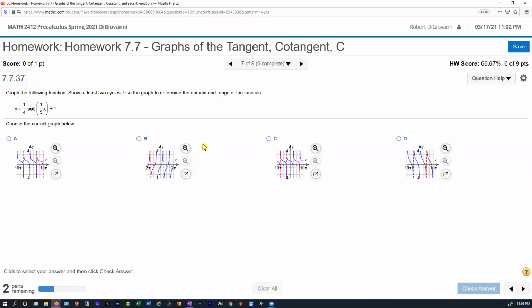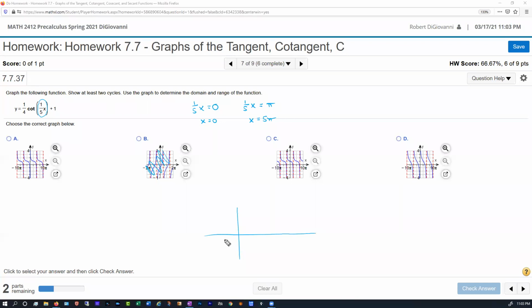All right, on the next one, we have 1/4 cotangent. Because it's a cotangent and there's not a negative, I can already eliminate this one, because that looks more like a tangent. Because it's cotangent, I'm going to take that 1/5 x and set it equal to 0, and 1/5 x set equal to pi. We get x is 0 here, and we get x is 5 pi here.